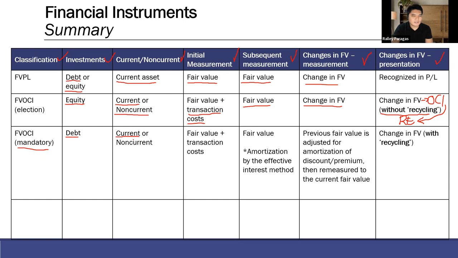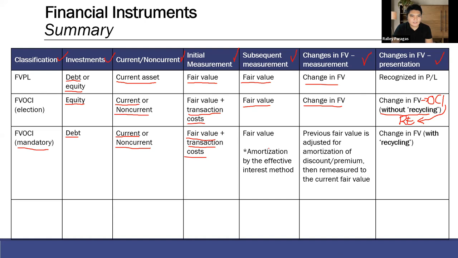So pagdating mo dun sa breakdown ng debt instrument mo na yun, under FVOCI method kasi, magpe-prepare ka pa dyan ng amortization table. Okay? So if you can imagine, and I'm hoping that you are also already familiar by now, okay, there is a current and a non-current portion to that amortization table. So pwedeng current or non-current yung presentation natin dyan sa balance sheet natin. Okay, in terms of the initial measurement, fair value plus transaction cost tayo dyan pag FVOCI na debt.